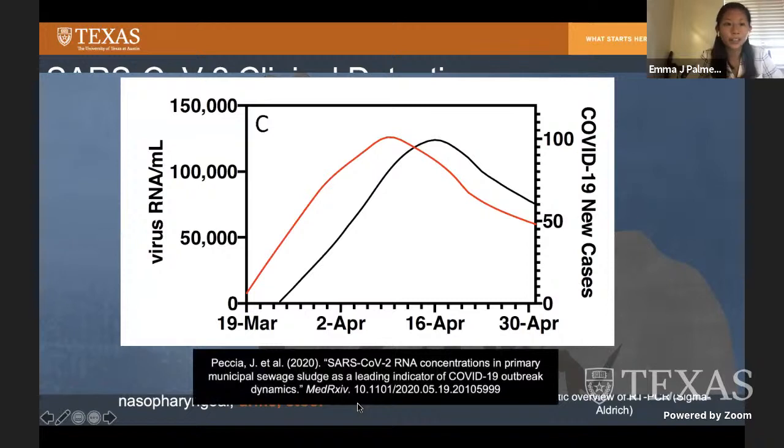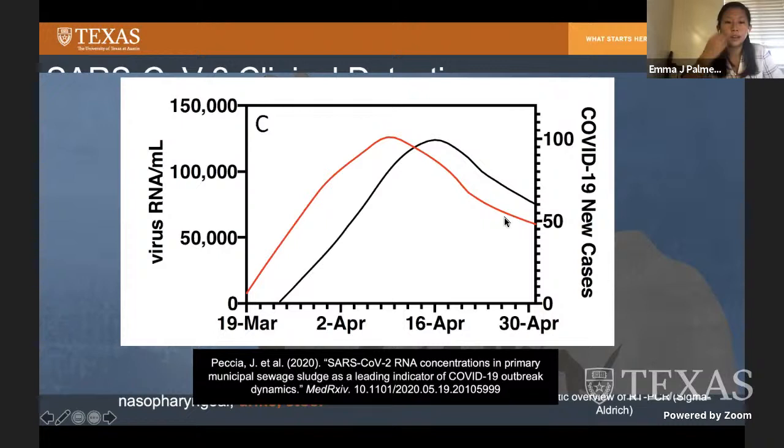And so in looking at this, what we've discovered, and what scientists around the world have been discovering, is that wastewater is actually a perfect tool to give us that early warning system. This was a study done in Connecticut, and as you can see with this red curve on the left, this is copies of the viral RNA per milliliter of wastewater. And as you can see, it has a 1 to 2 week leading indication of the COVID-19 new cases.